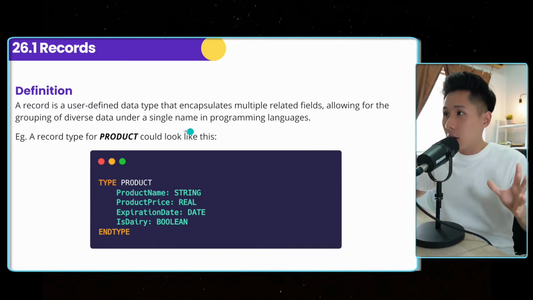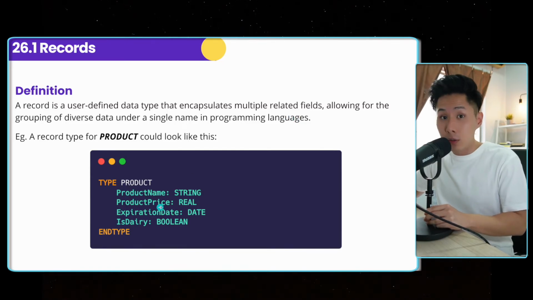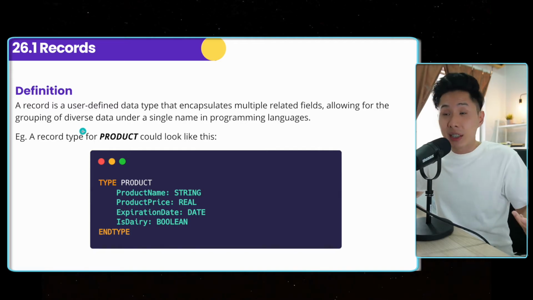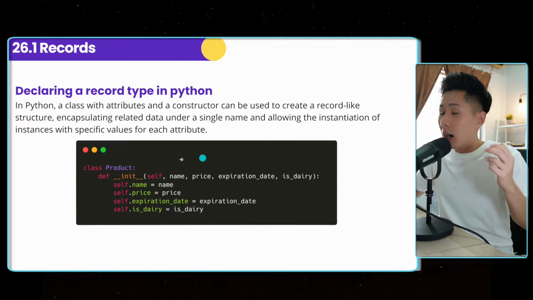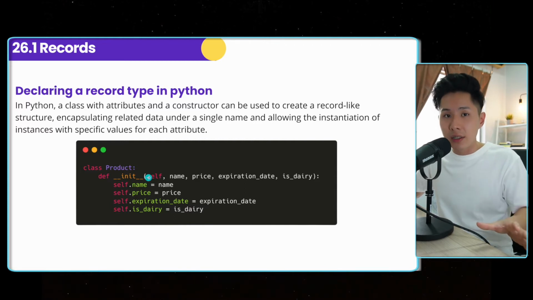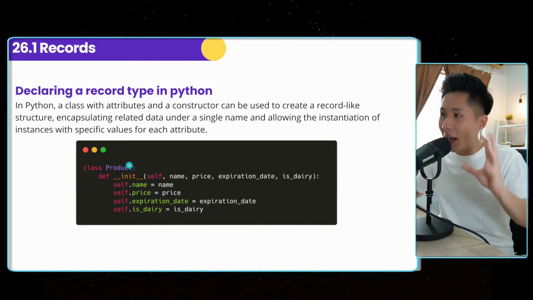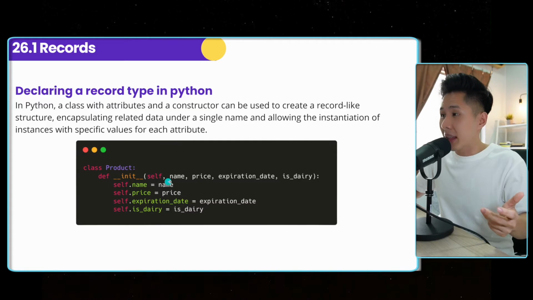A record is a user-defined data type that encapsulates multiple related values, like a string or an integer, allowing for grouping of diverse data under a single name. It is also a very important component in object-oriented programming. And this is how we create a record. In Python, we call it a class. And these are the data that it encapsulates.